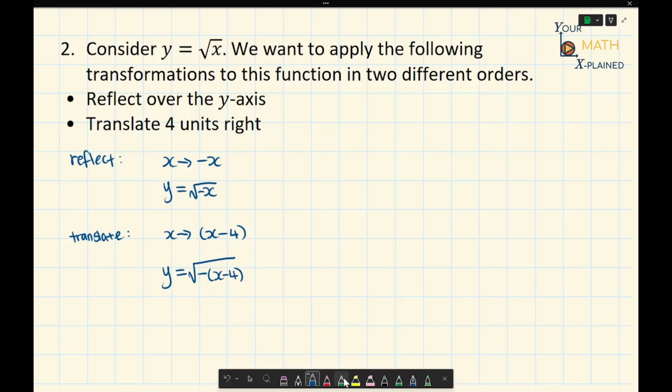So now, let's say we want to do it in the opposite direction. So meaning we are going to do our translation first.